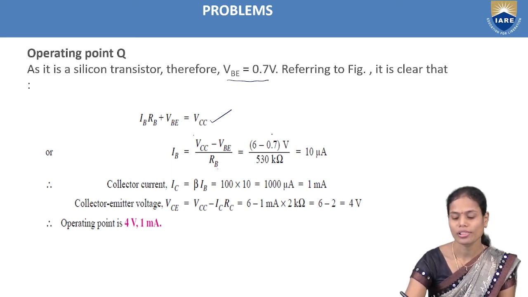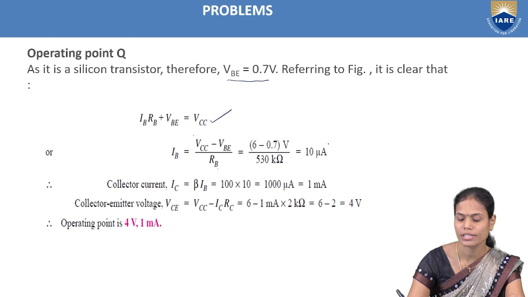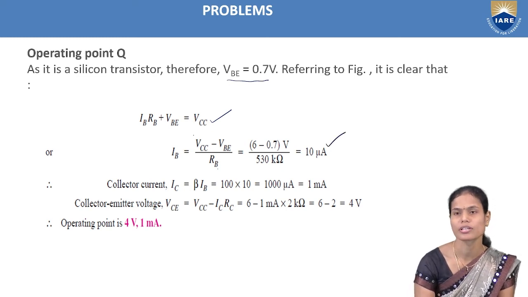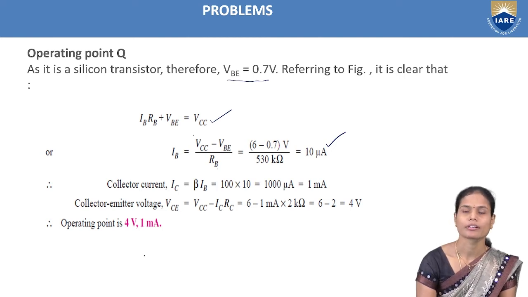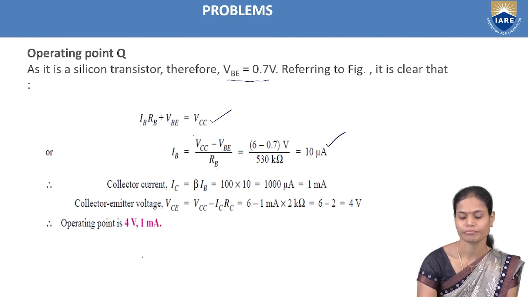So here we have all the values. Supply voltage is 6 volts, VBE voltage is 0.7 volts and base resistance value is given as 530 kilo ohms. After substituting all these values, we will get the base current as 10 microamperes. Always the base current value is very small compared to the collector current and emitter current. We always get collector and emitter currents in milliamperes and base current in microamperes, because the base is very lightly doped as well as a very thin region.